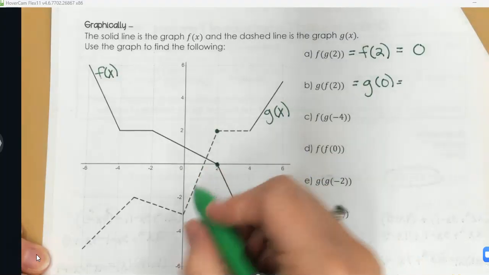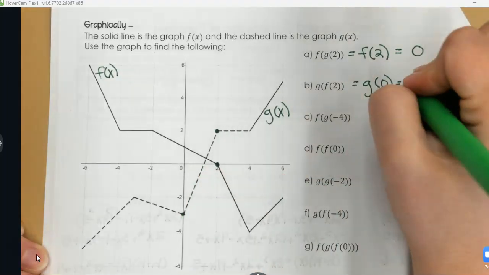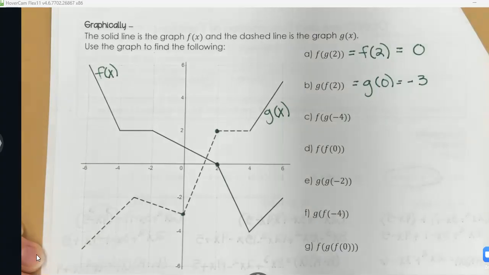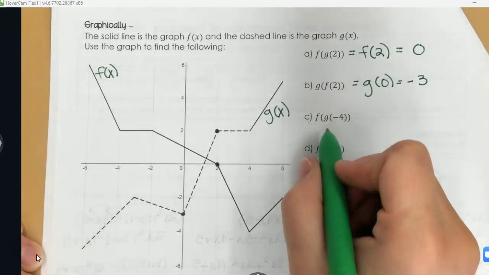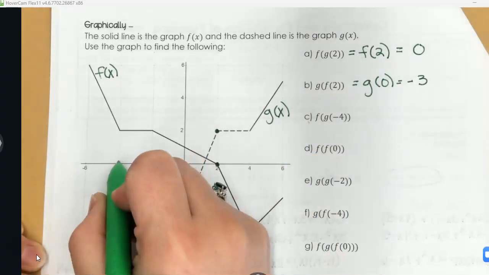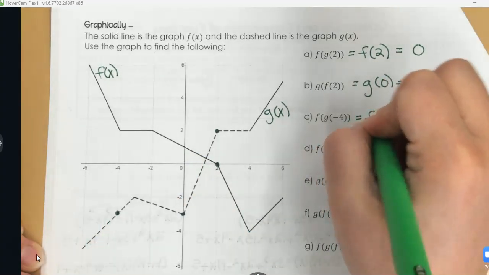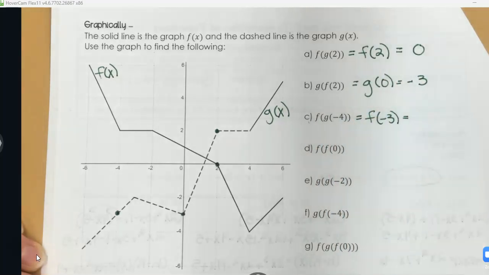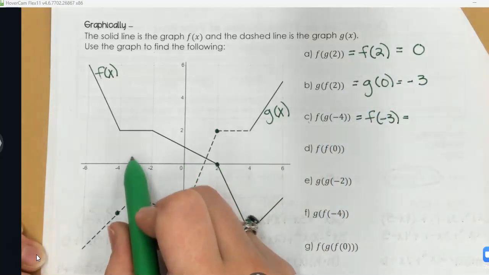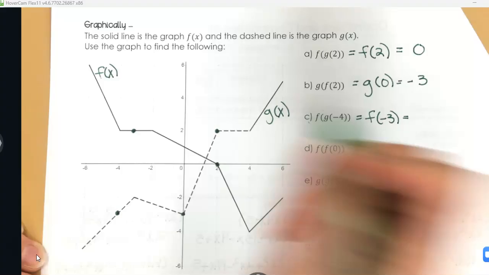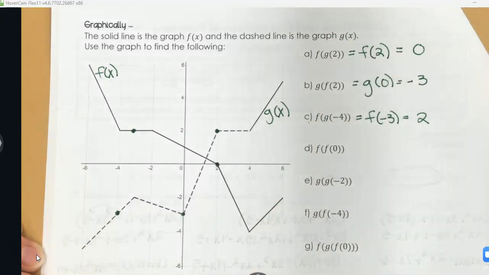So where x is 0, I'm looking on my dashed line that is down here at -3. Next, f of g of -4: when x is -4, g is down here at -3. So I want f of -3. So if I go to -3 up to my solid line, that is at 2.